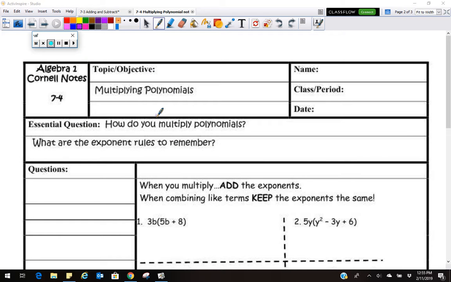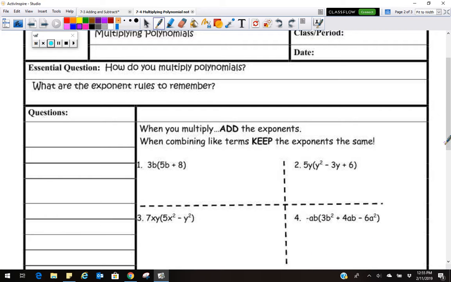Alright, so today we're going to multiply polynomials. This is section 7.4. Essential questions: how do you multiply polynomials and what are the exponent rules you have to remember? So the exponent rules I want you to remember are this.